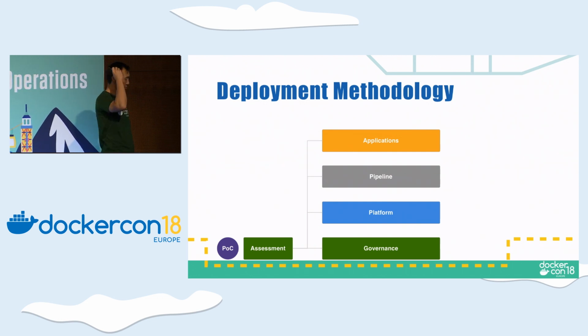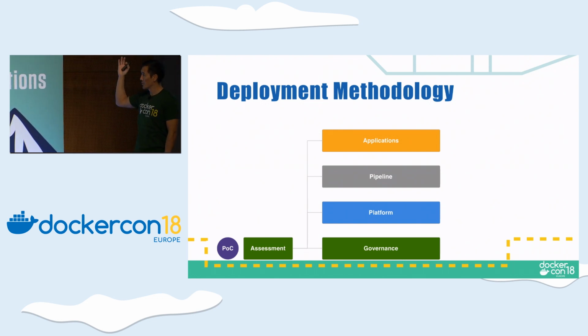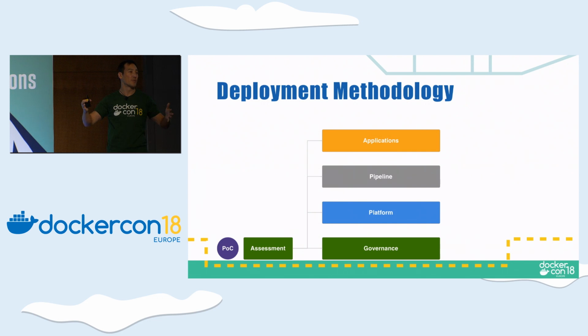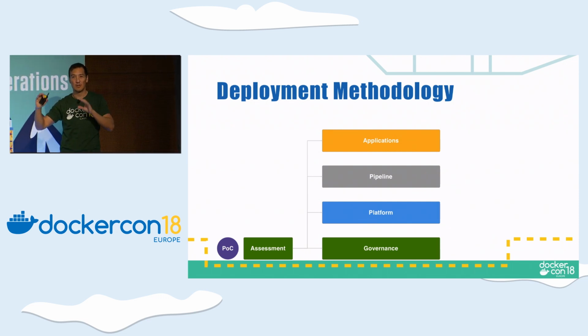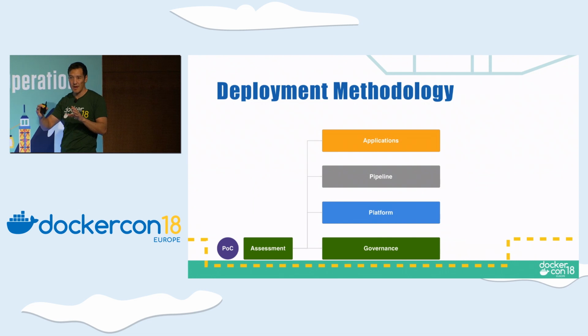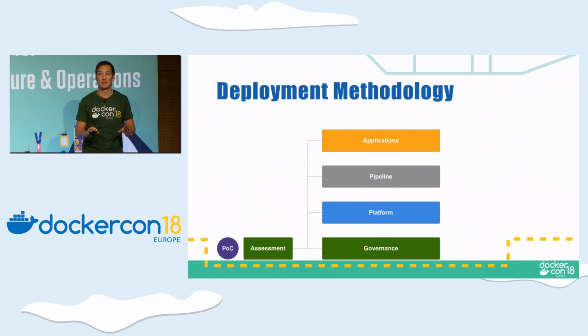And then the final work stream is your applications work stream. That's where we actually write Dockerfiles, compose files, stack files, Helm files, Kubernetes manifests, what have you, that will allow you to Dockerize your application, deploy it automatically through the CI/CD pipeline onto your Docker Enterprise platform, all hopefully following the governance that you've put in place.